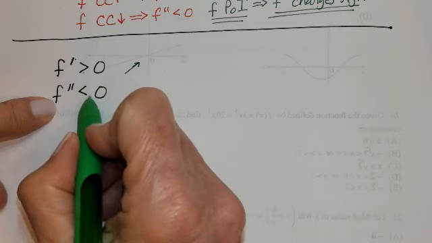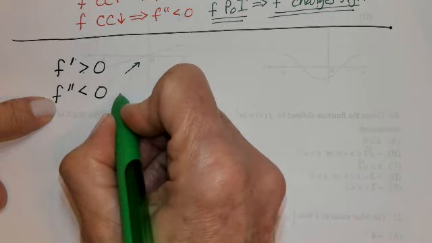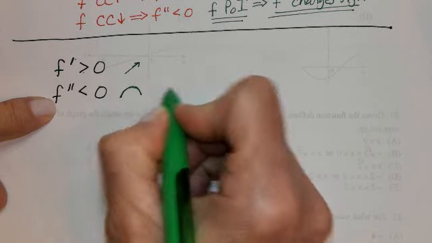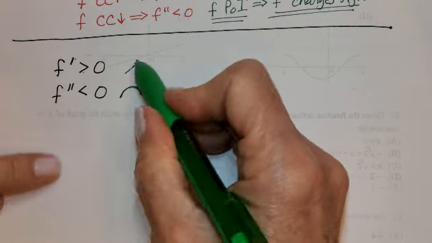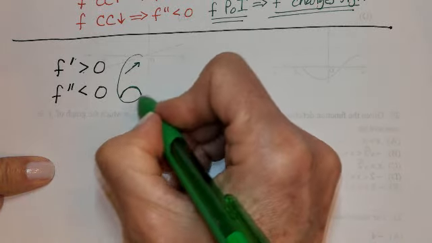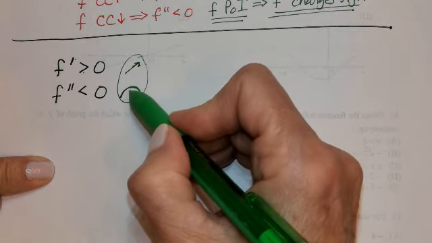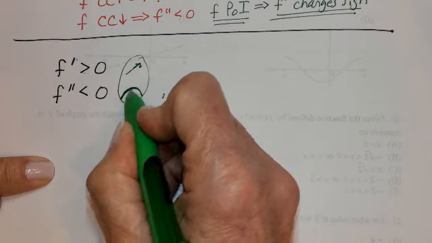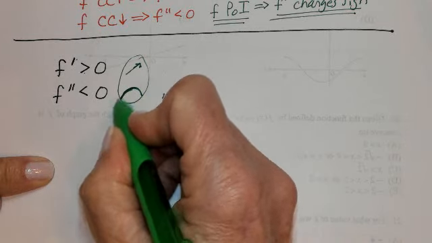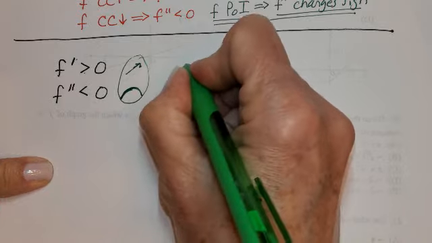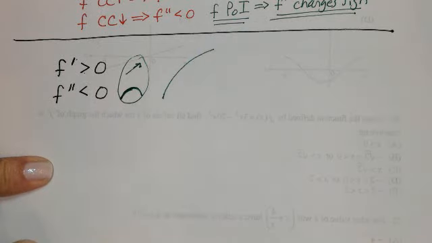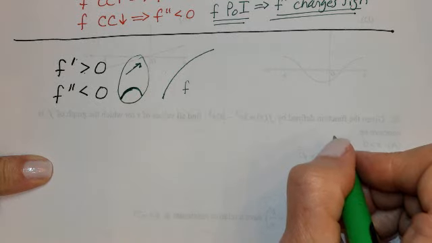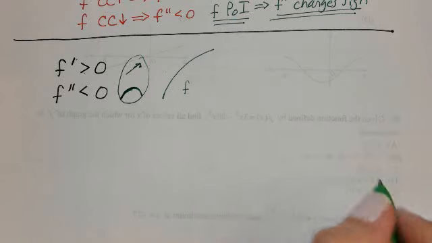But if F double prime is negative, then we would have to be concave down. So we have to combine these. If F prime is positive and F double prime is negative, the curve for F would have to be this half, or this part of the concave down frown, right? So F would have to look like that somehow, the entire way. So F would have to have that shape. Okay? So that's the sort of thing we're looking at.